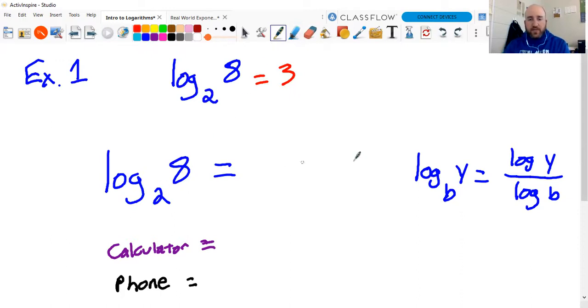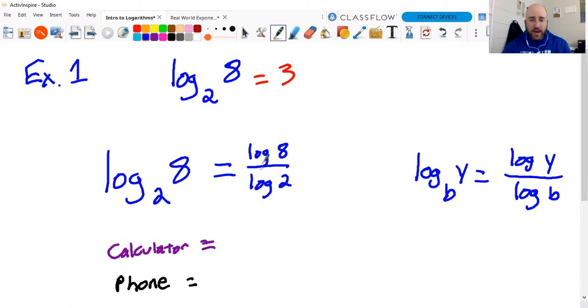All right, so log base 2 of 8. We're converting it using the change of base formula. So it's going to be log something over log something. All right. So log of y is 8, so log of 8 over log of b, which is 2. So log of 8 over log of 2.